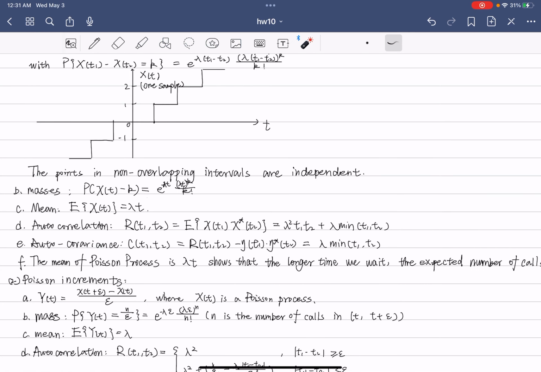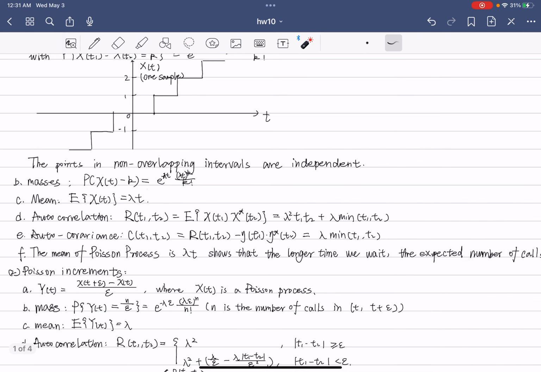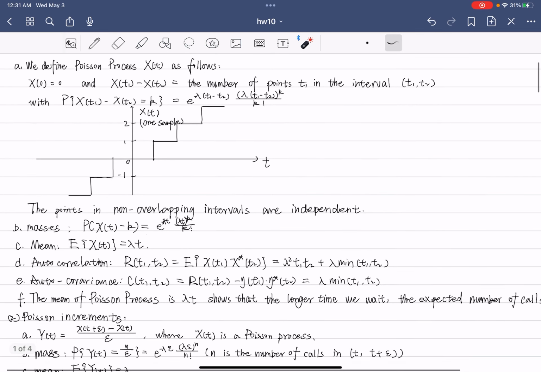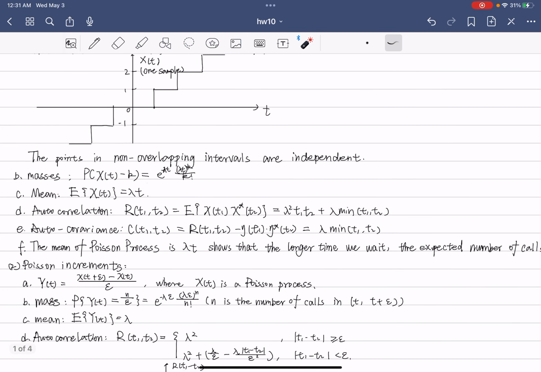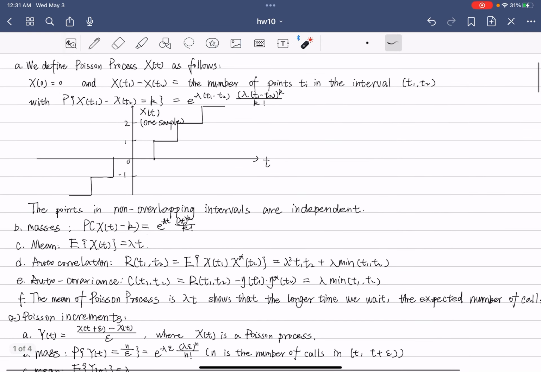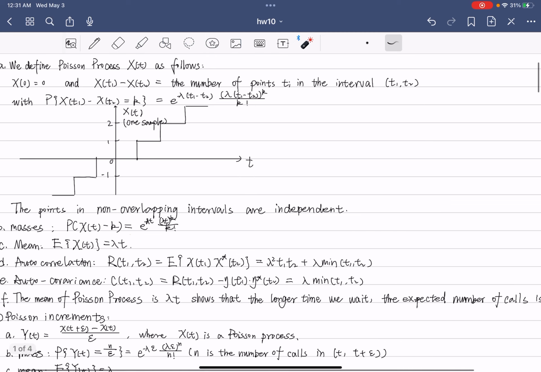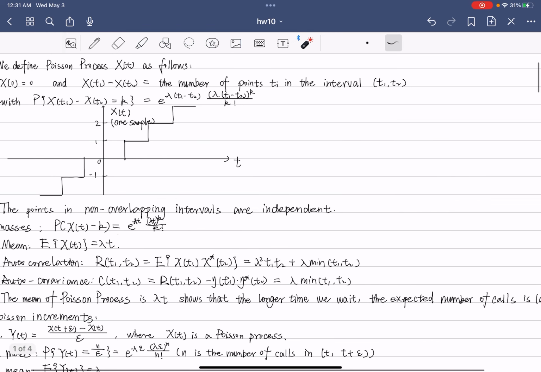The mean is lambda t, and the autocorrelation of the Poisson process is lambda squared times t1 times t2, plus lambda times the minimum of t1 and t2. The autocovariance is lambda times the minimum of t1 and t2. We can find the mean of the Poisson process is lambda t, which shows that the longer we wait, the larger the expected number of calls.